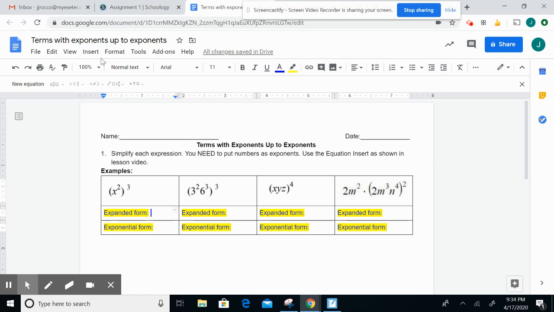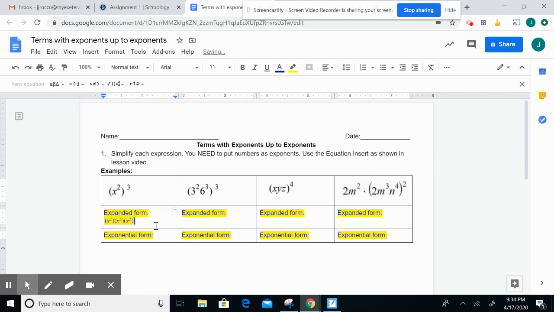So let me go ahead and insert equation. And I just realized a trick that you should probably use to make things easier on yourself. So here you go. Here's x squared. We have 3 of them being multiplied. So rather than type all of that out, highlight this, Control C to copy, and then Control V. 1, 2. Look at that.